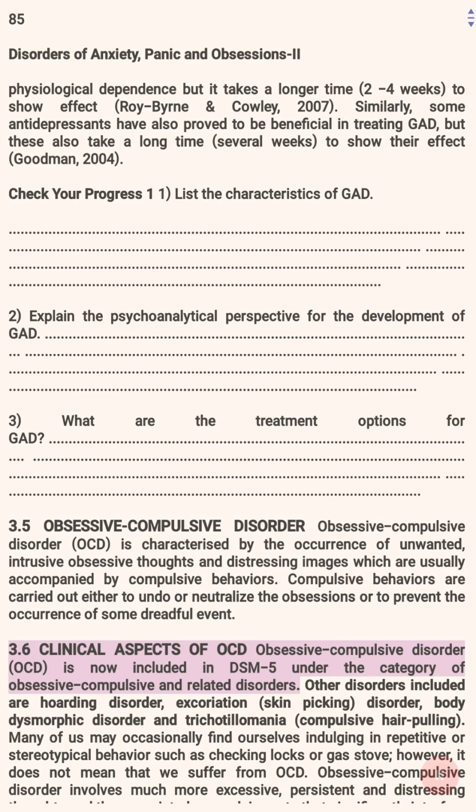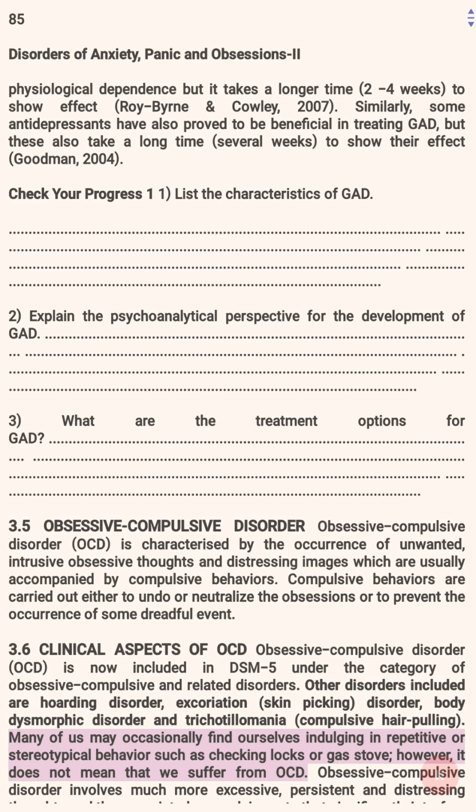3.6 Clinical aspects of OCD. Obsessive-Compulsive Disorder, OCD, is now included in DSM-5 under the category of obsessive-compulsive and related disorders. Other disorders included are hoarding disorder, excoriation, skin-picking disorder, body dysmorphic disorder and trichotillomania, compulsive hair pulling.